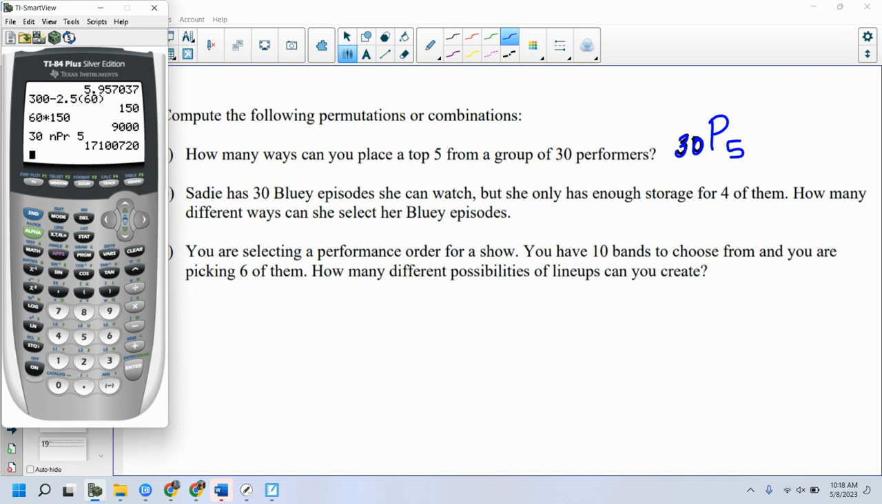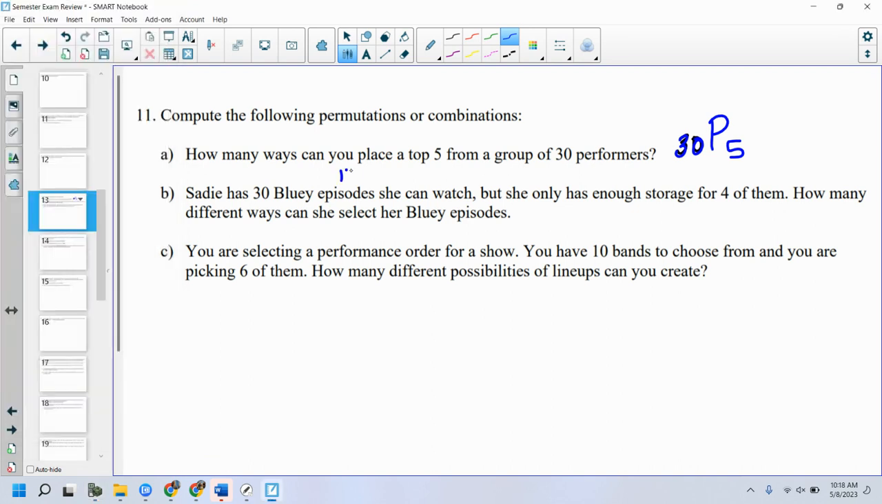So that is a big number. 17 million, 100,000, 720. That many different ways. So that means like if you predicted the top 5 out of those 30, you have a 1 in over 17 million chance.